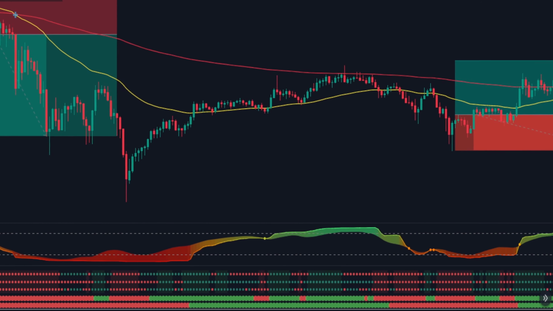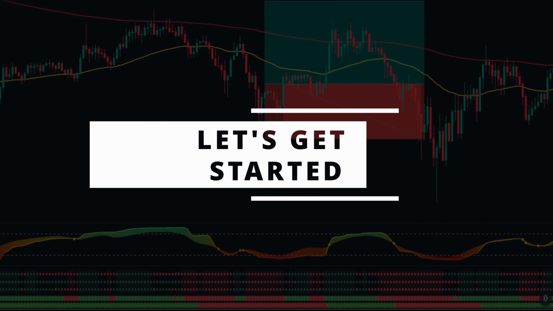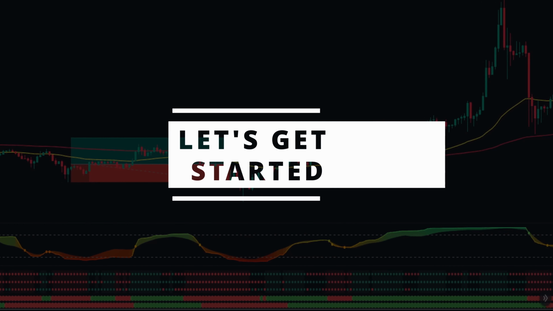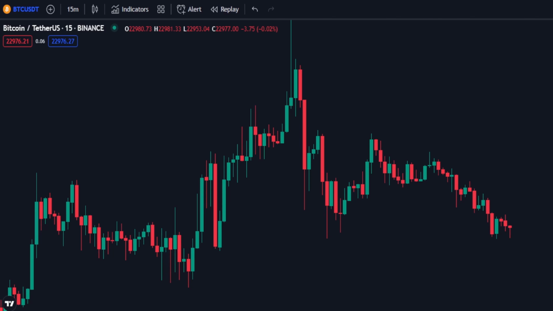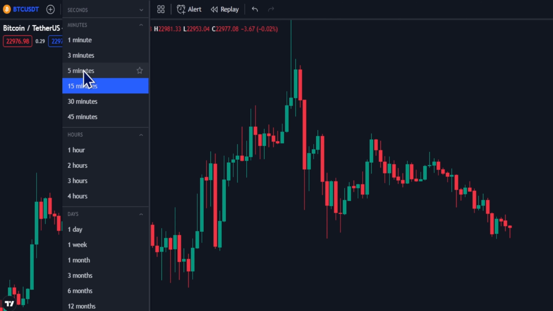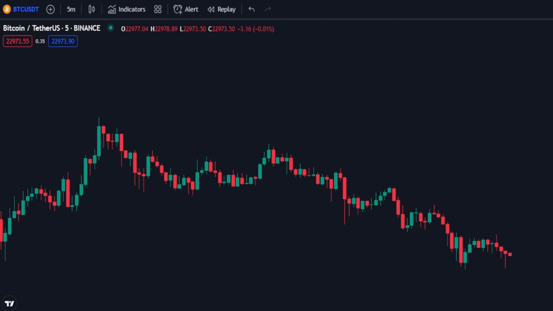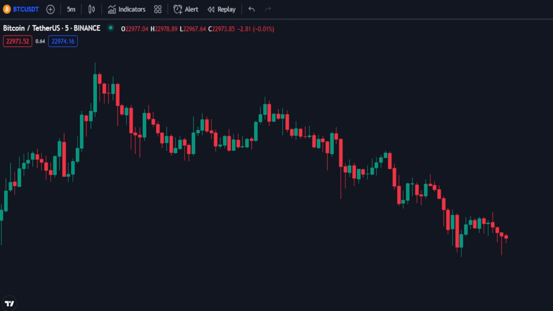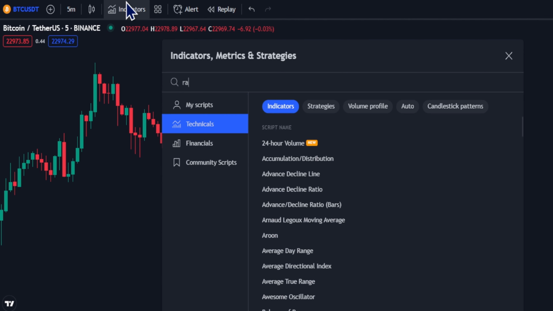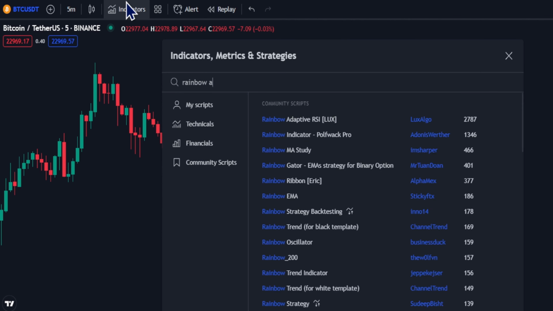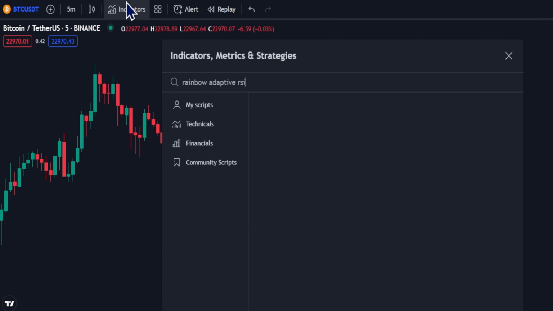Now that we have gotten that out of the way, let's get started. Let's head over to the chart. Then, let's change the time frame of the chart to the 5-minute time frame. After that, head over to the Indicator Search tab and search for the Rainbow Adaptive RSI indicator. Select the indicator made by LuxAlgo and add it to the chart.